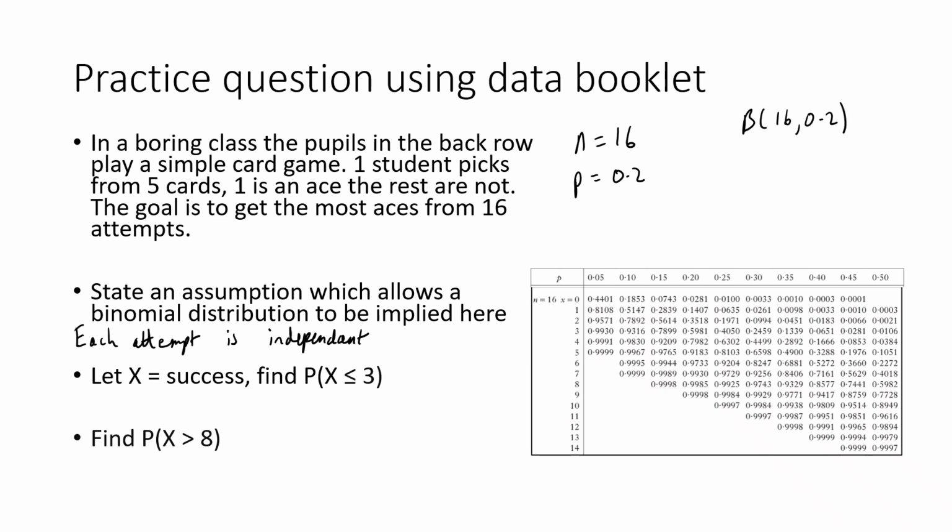Now we use the table to get our answer. So the outcome we want is 3 or less. So we're already at the 16. We go to 0.2 and we go to 3. And that will give us 0.5981.